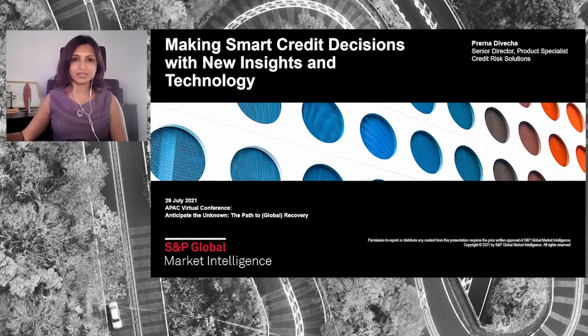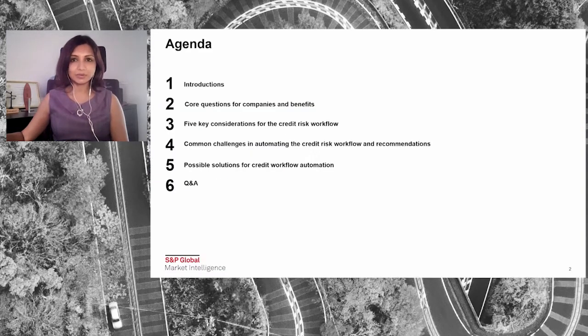Now let's get started. In the next 30 minutes, we're going to cover some key topics around automating credit risk workflows. We'll cover 5 key considerations for the credit risk workflow and the common challenges in automating the credit risk workflow, followed by recommendations. To begin our discussion, on the next slide, I'll start with the basic question that companies lending or extending credit need to answer and the desired outcome, namely whom to extend credit to and how much credit to extend.